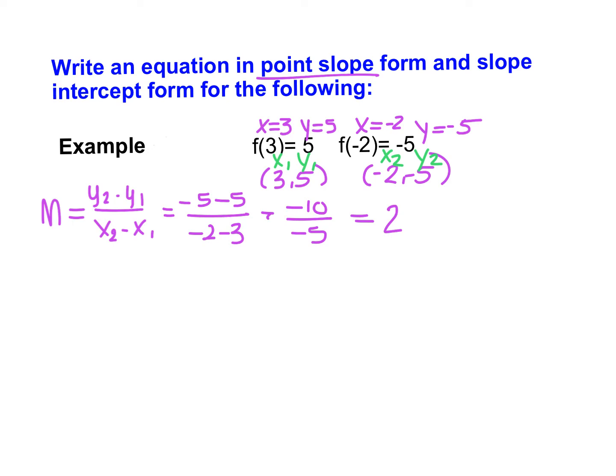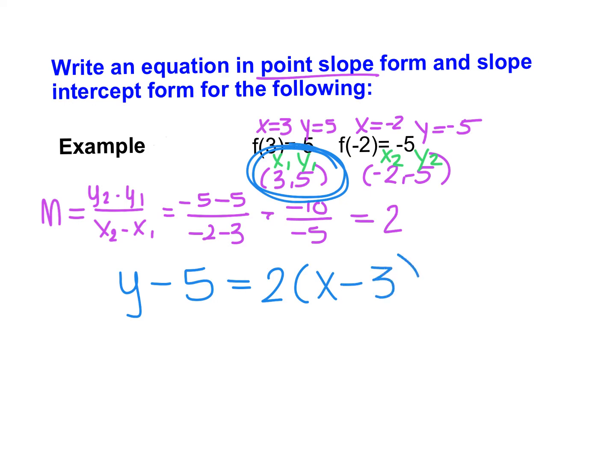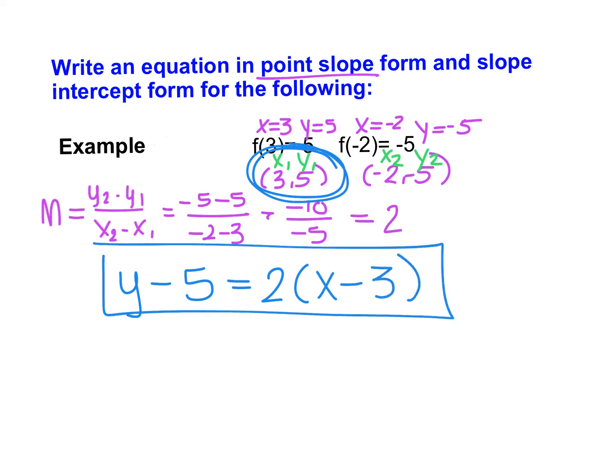So then we're going to move forward and write this into point-slope form. So all we need to do is pick a point. I'm going to pick this point to start just because it has some positive values, and those tend to be a little bit easier to work with. So point-slope form, we do y minus our y coordinate of 5 is equal to our slope of 2 times, in parentheses, x minus our x coordinate of 3. So here we have our point-slope form.